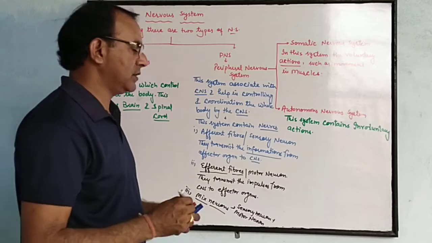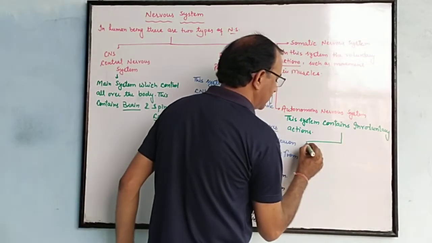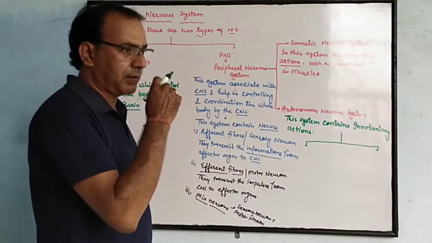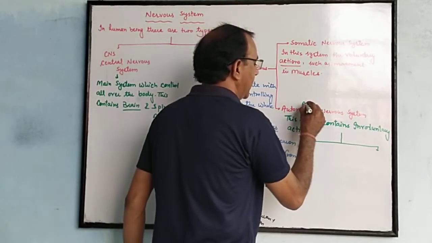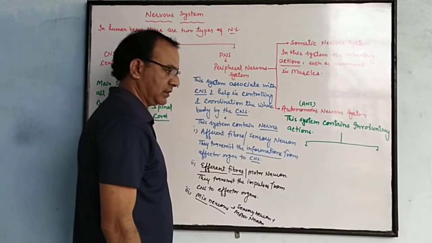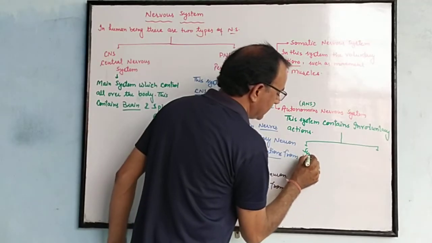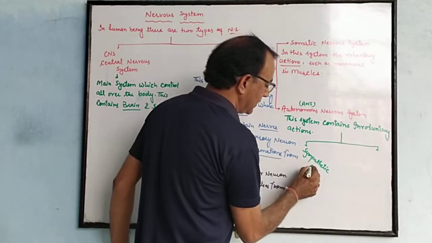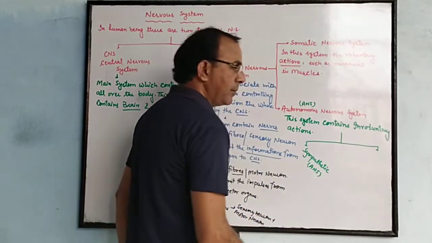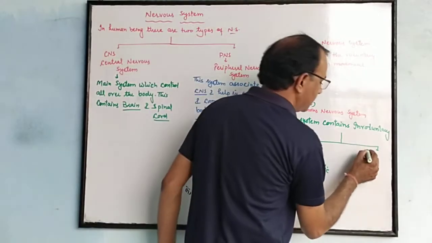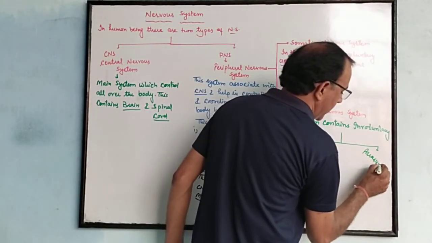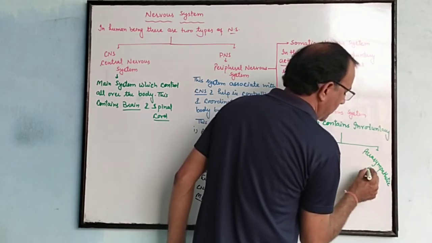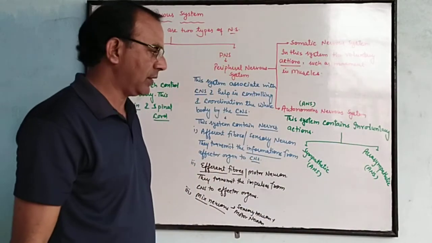The autonomous nervous system is of two types. It is also known as ANS. The two types are the sympathetic ANS and the second one is the parasympathetic ANS. It means these are parts of the ANS, the autonomous nervous system.